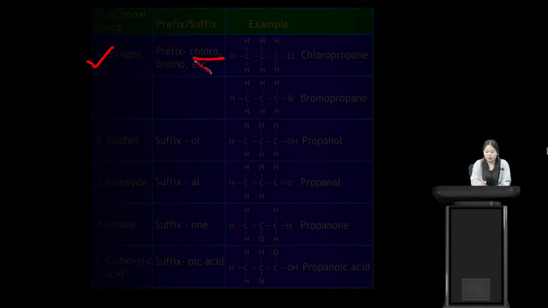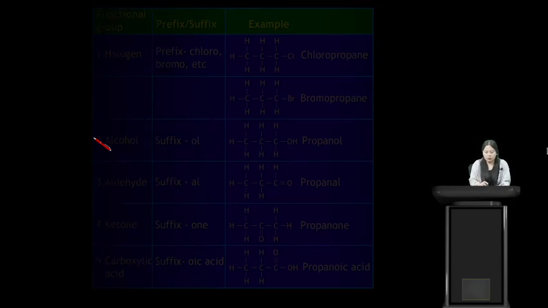If we replace one of the hydrogen atoms with a halogen, the prefix used will be chloro or bromo depending on which halogen we are using. If we are using chlorine, it is named chloropropane. If we are using bromine, it is named bromopropane. In halogens, a prefix is used, but in other functional groups a suffix will be used.